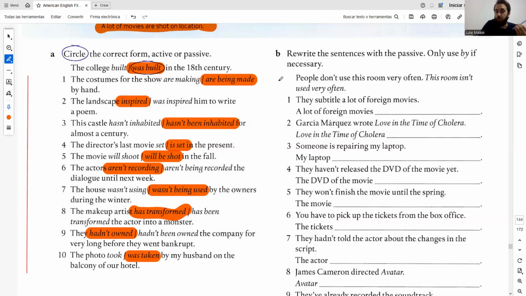Part B, rewrite the sentences with the passive. Only use by if it's necessary. For example, people don't use this room very often is the same as this room isn't used very often by people. We don't need to say by people. We know it's by people, right? So it's not necessary to say.